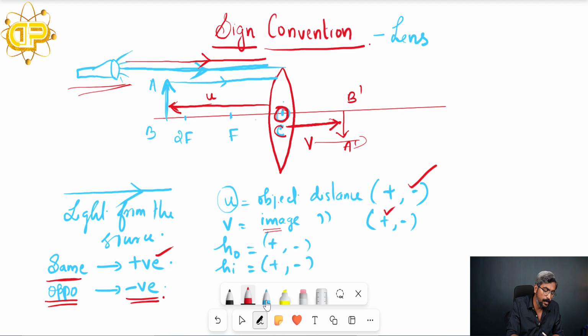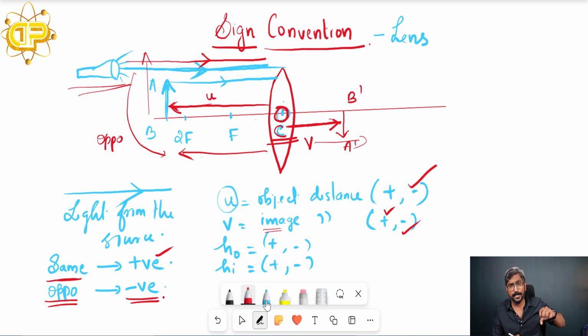Virtual image means what? It will fall in the same direction as that of the object, right? In the case of a virtual image in the lens, you can see that it is falling on the same side of the object, and that means it will take which sign? It will take the negative sign. Why? It is calculated from the optical center to that particular point, and then we can clearly say that it is in the opposite direction to that of this particular V. V means what? Image distance. So that will have a negative sign.